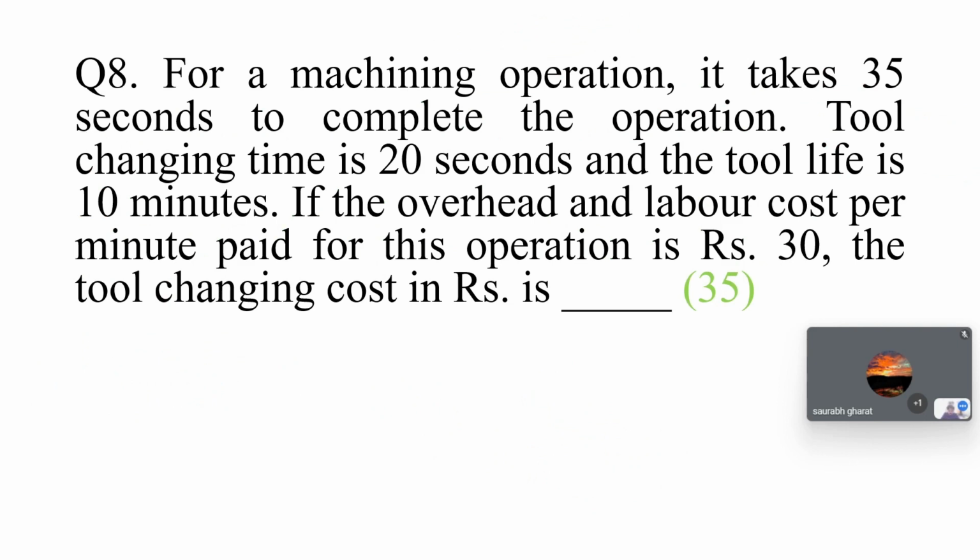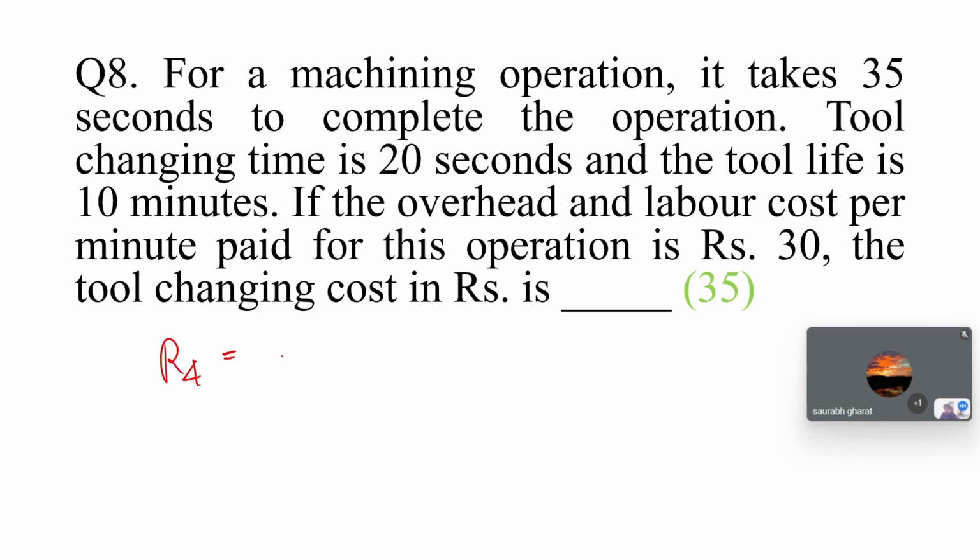Okay, so for a machining operation, it takes 35 seconds to complete the operation. Tool changing time is 30 seconds, and tool life is 10 minutes. If the overhead and labor cost per minute paid for this operation is 30, the tool changing cost is just, you need to know the formula. That's it. So what is the formula?